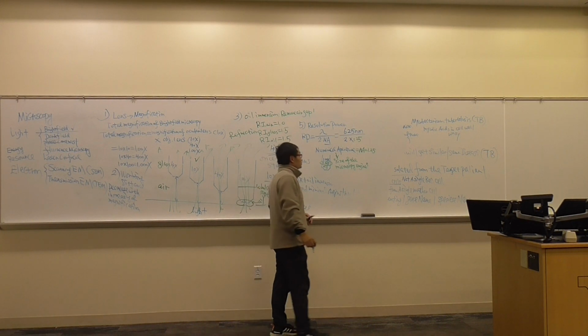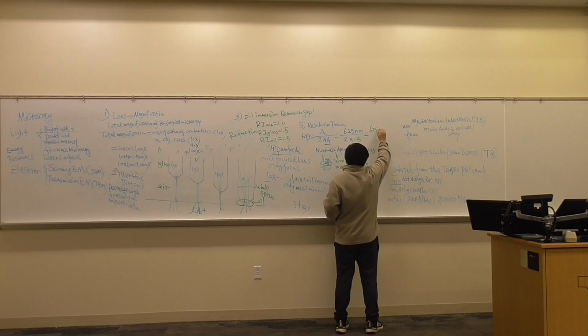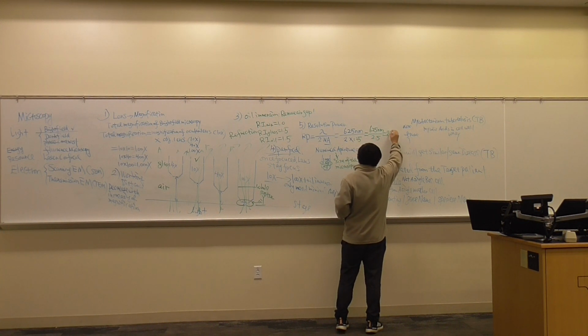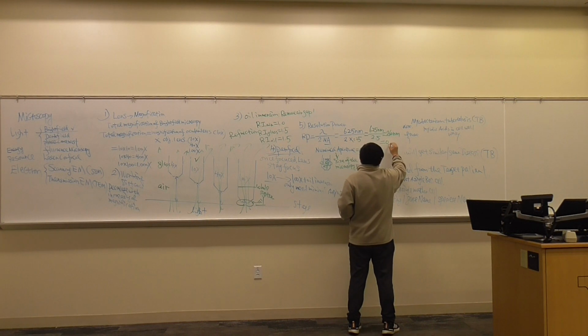So let's do a calculation. 625 nanometer divided by 2 multiplied by 1.25. 625 nanometer divided by 2.5 equals 250 nanometer. That equals 0.26 micrometer.